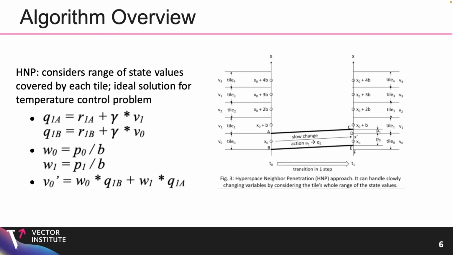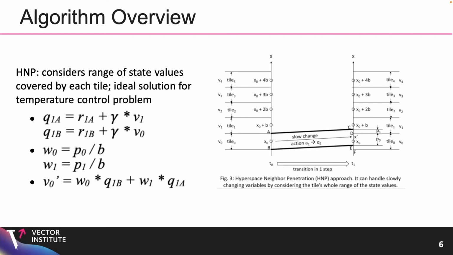For state x0, action A1, point B transitions to point E, and point A transitions to point C. Although state x prime still lies in tile 0, its range of state values is now covered by both tile 0 and tile 1. The associated action value of A1, which is Q1, is now divided into Q1A and Q1B. And HMP uses both action values of Q1A and Q1B proportionally to update the tile value V0.